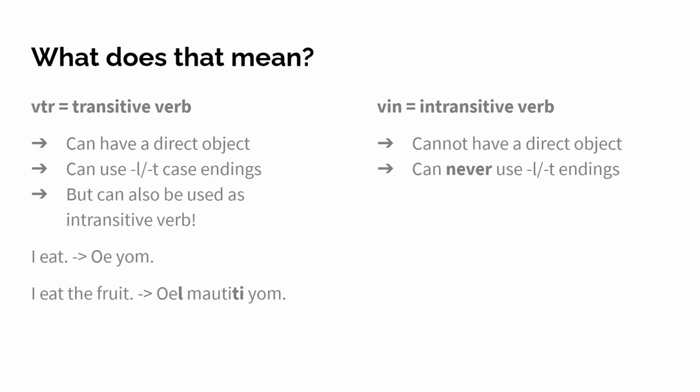Sometimes this will look very strange. There are verbs in Na'vi that translate to verbs in English that seem transitive. For example, nume, to learn. In English, to learn is clearly transitive. I learn the language. There is a direct object, the language. But in Na'vi, this doesn't work. Nume in Na'vi is an intransitive verb, so we cannot use L and T. We will learn in other lessons how to deal with this.